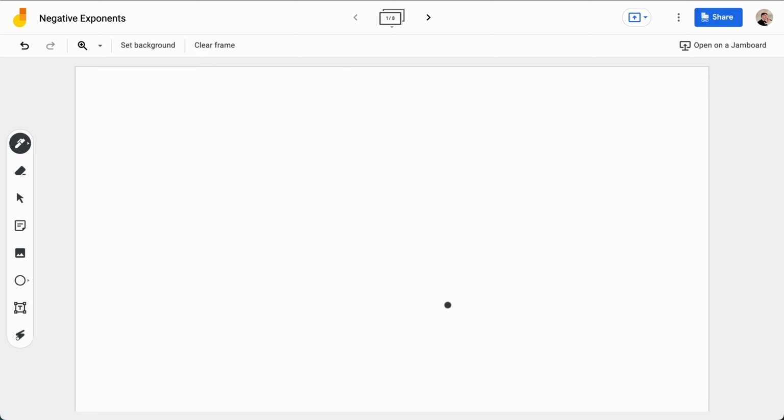So with this tool, we can move on to some problems that involve combining multiple rules. So I could say, suppose I have x squared times y divided by y cubed squared.